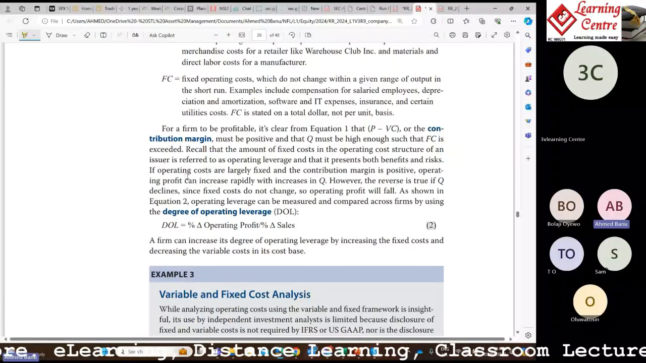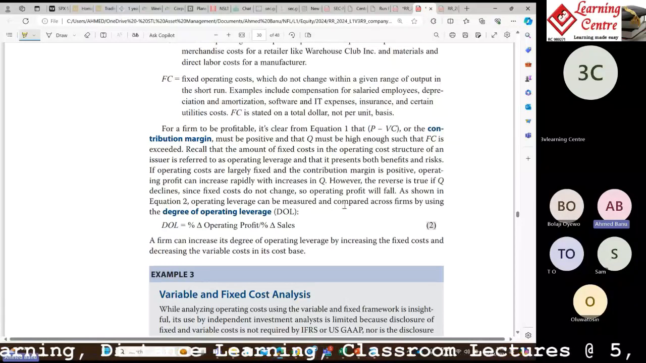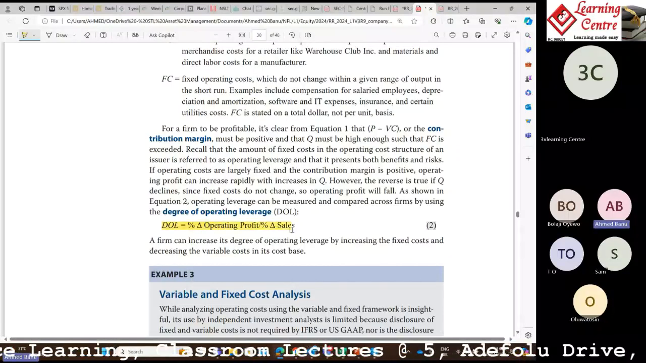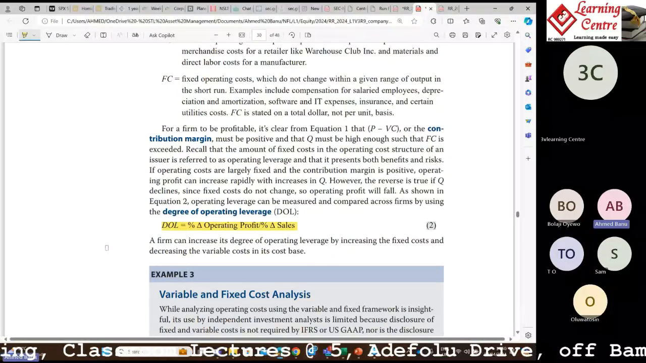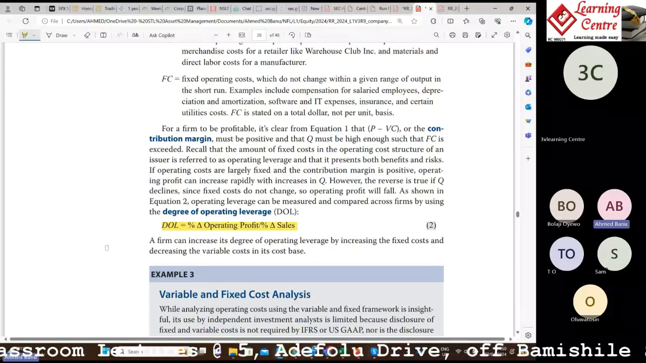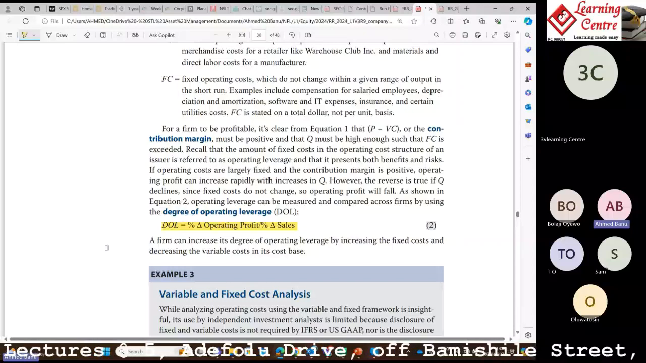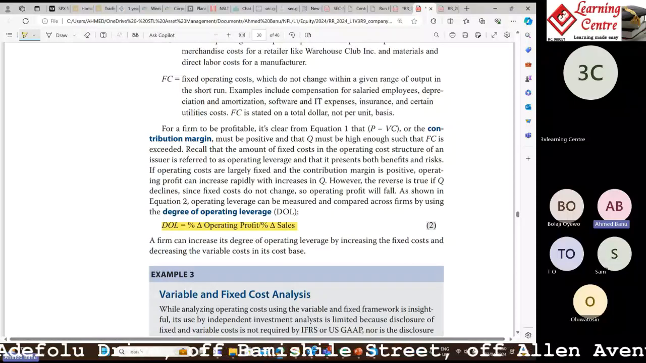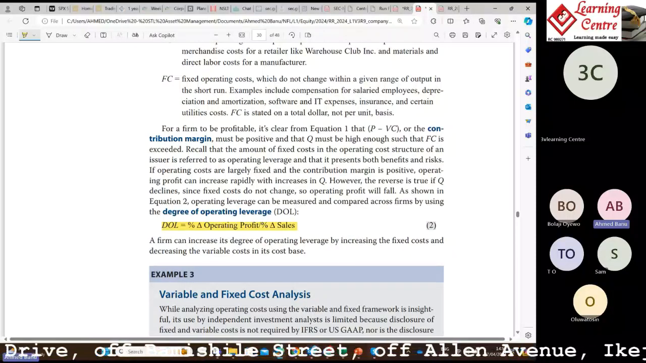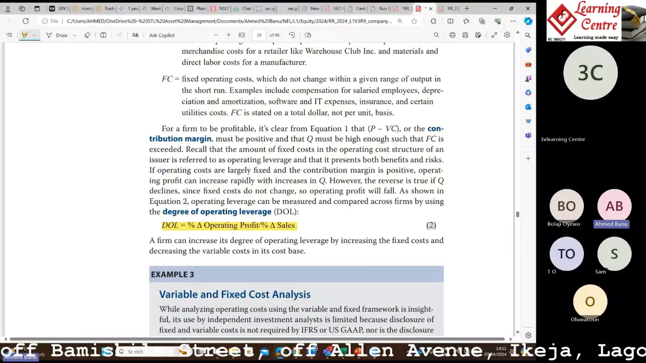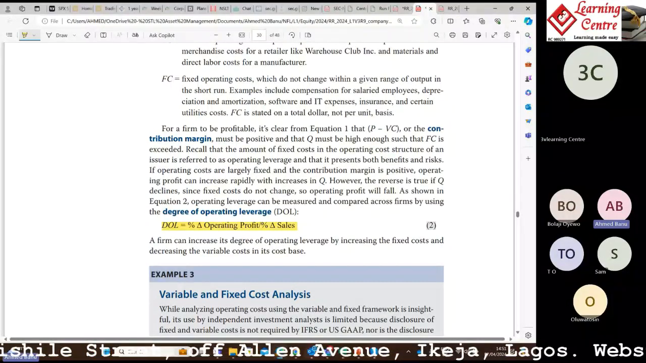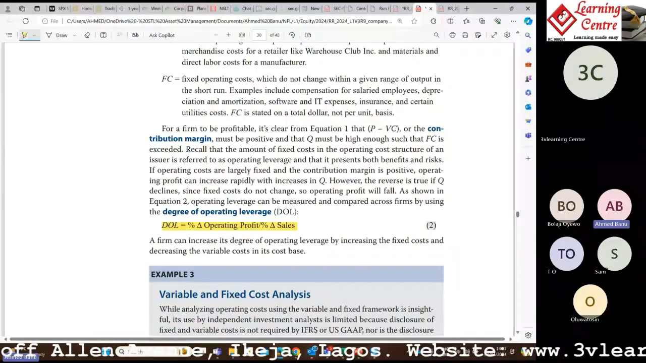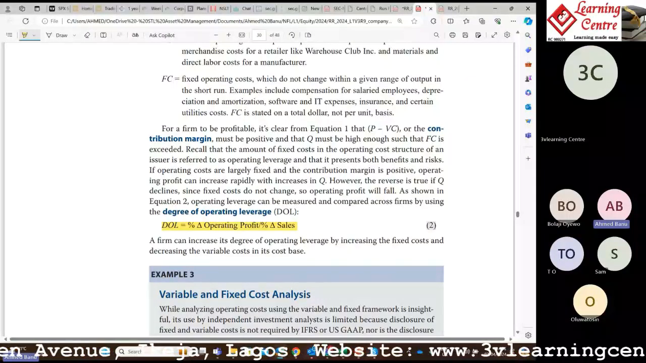Then we have your operating leverage, which can be measured and compared across firms by using the degree of operating leverage, which is the percentage change in operating profit divided by the percentage change in sales. That helps you to know your degree of operating leverage. A firm can increase its degree of operating leverage by increasing its fixed cost and decreasing its variable cost in its cost base.